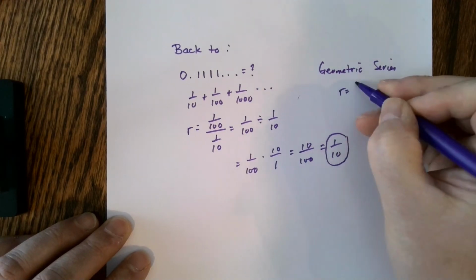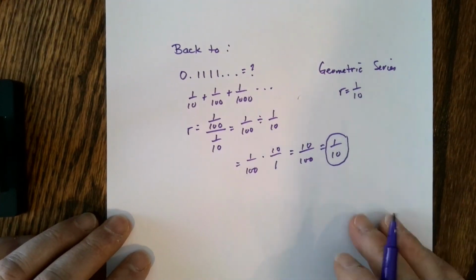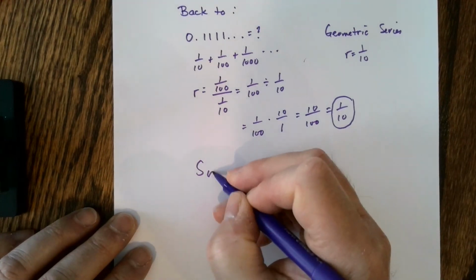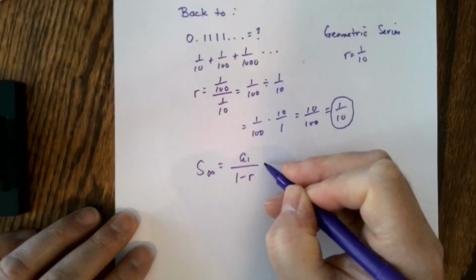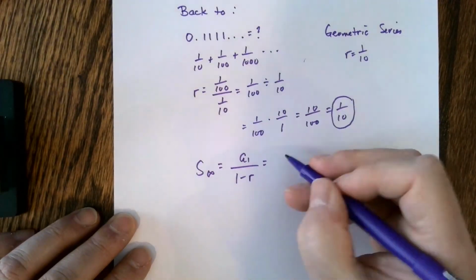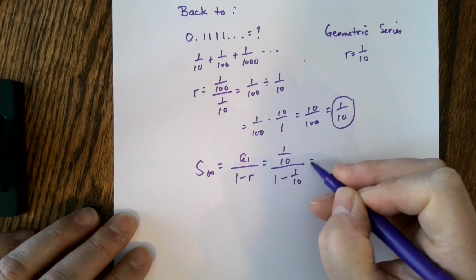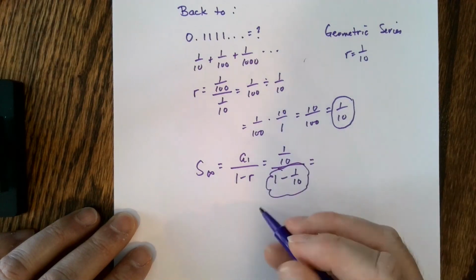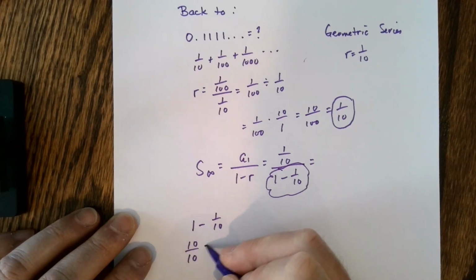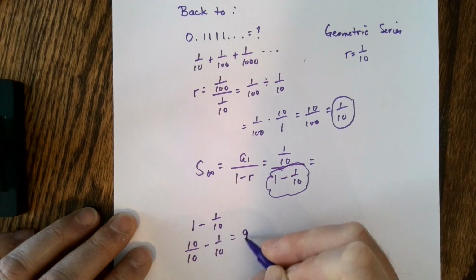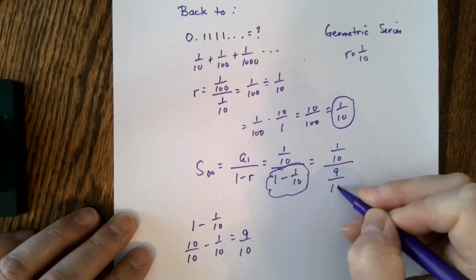and it has a common ratio of 1/10, which is between -1 and +1. So if that's the case, what is the sum? The sum of infinite terms would be the first term divided by 1 minus r. The first term is 1/10. My r is also 1/10. I need to do a little bit of fraction math here. 1 minus 1/10, changing the number 1 to 10 over 10, I end up with 9/10. So I end up with 1/10 divided by 9/10.